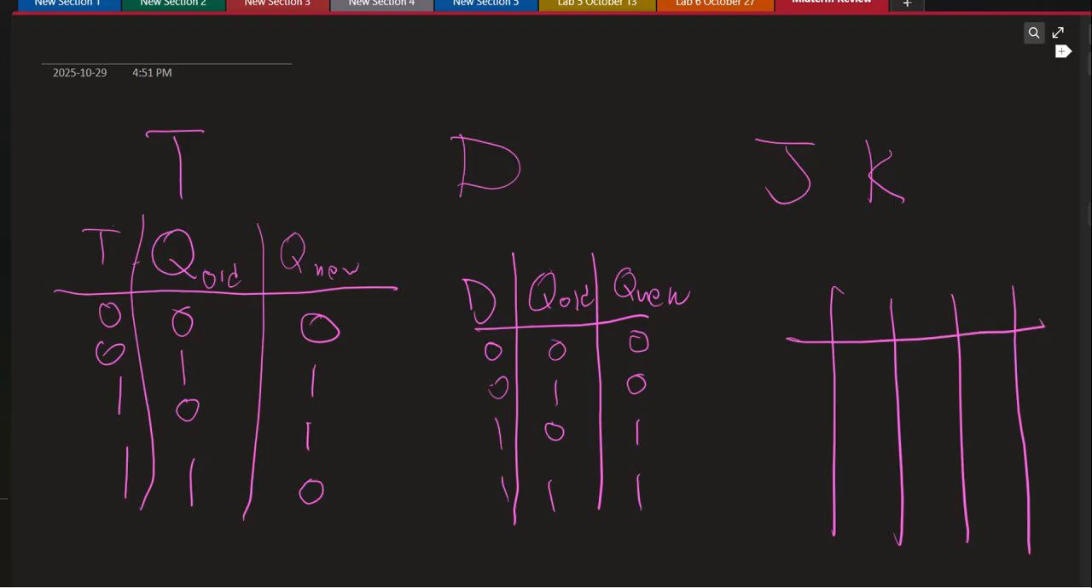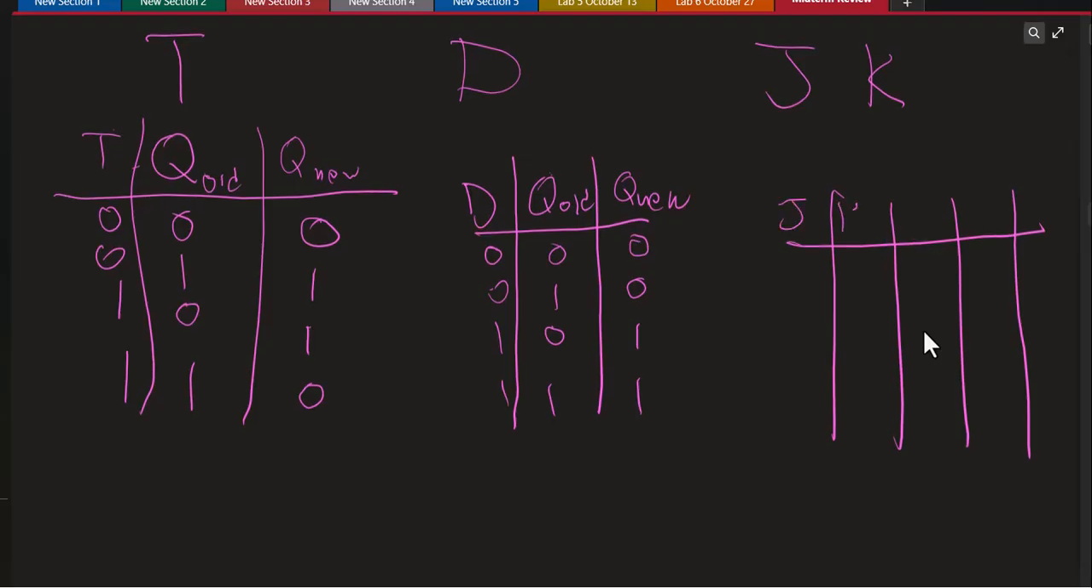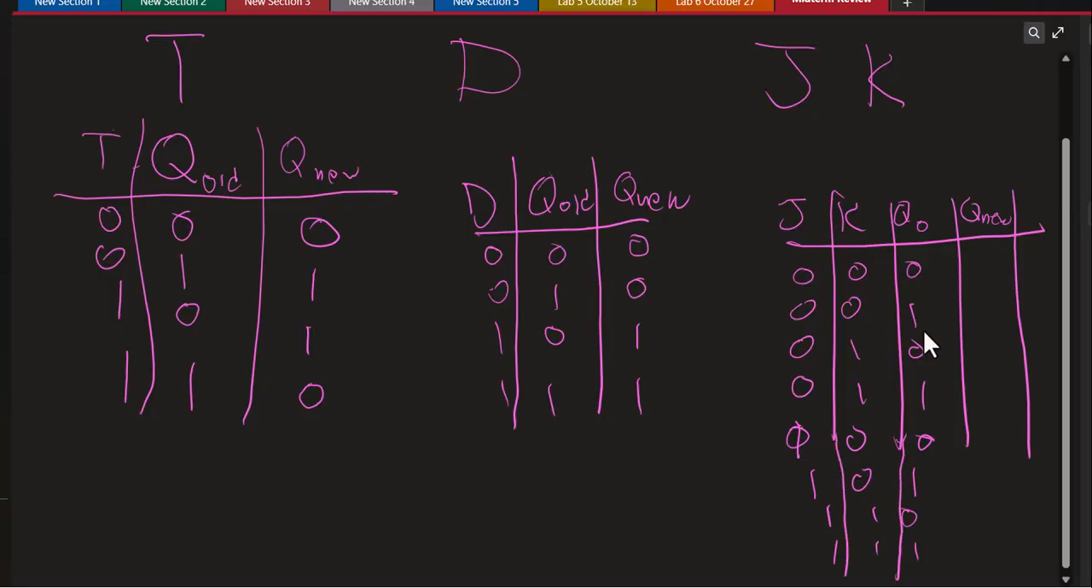For a JK flip-flop, you have J, K, Q old, Q new. So 0, 0, 0, 0, 0, 1, 0, 1, 0, 0, 1, 1, 1, 0, 0, 1, 0, 1, 1, 1, 0, and 1, 1, 1. When J and K are both 0, you have no change in Q. When J is 0 and K is 1, I believe that's a reset.